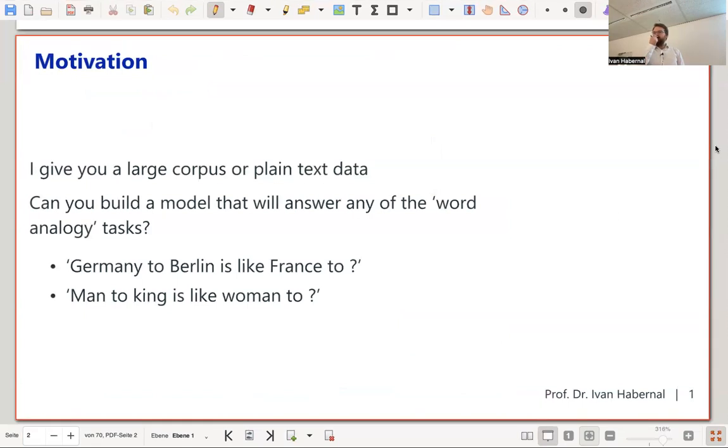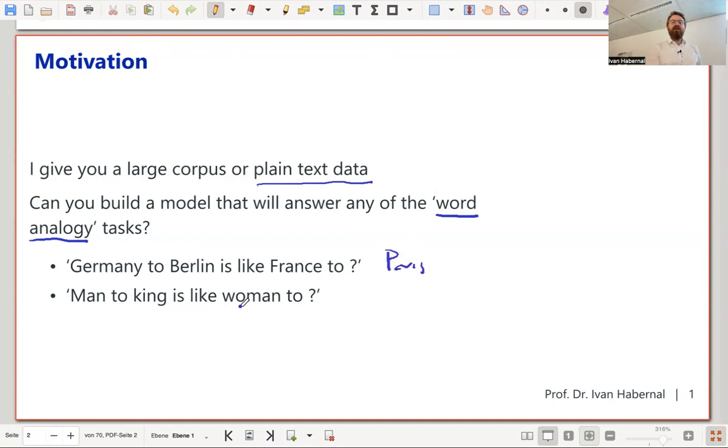Here's the task we can solve with that. If I give you a large corpus of, let's say, some plain text data, so this is what you get: only plain text data, no labels, nothing, just, I don't know, Wikipedia. Can you build a model that will answer any of these so-called word analogy tasks? A word analogy task is, for instance, Germany to Berlin is like France to... what? Paris, yeah, exactly.